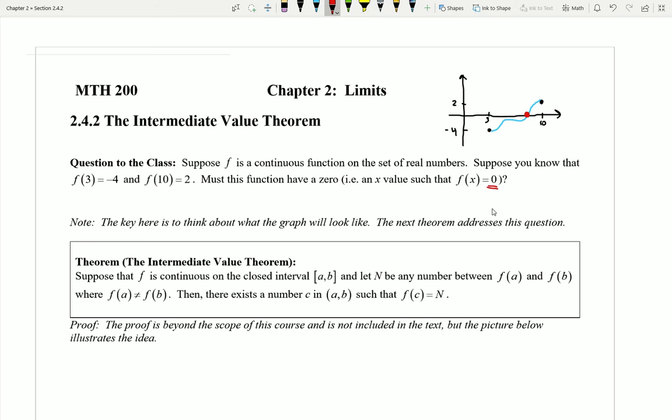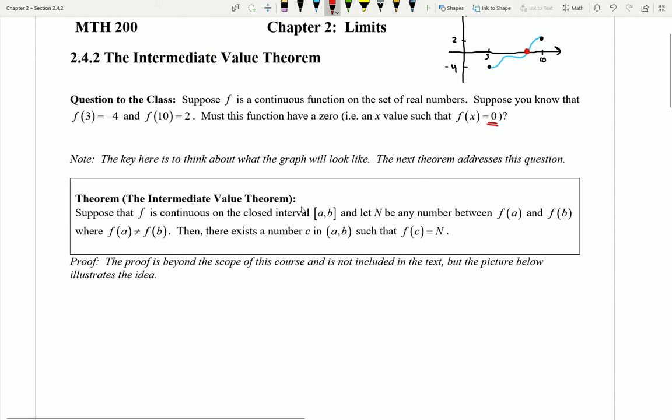So if you take a look at this, you can see that this is what the intermediate value theorem is really all about. Suppose that f is a continuous function on a closed interval, maybe from like 3 to 10. If n is any y value that's between two y values on the function, as long as those y values are not the same, then there exists a number c in a to b such that f of c equals n. Oh gosh. You kind of got to hate reading these theorems sometimes because they're really confusing.